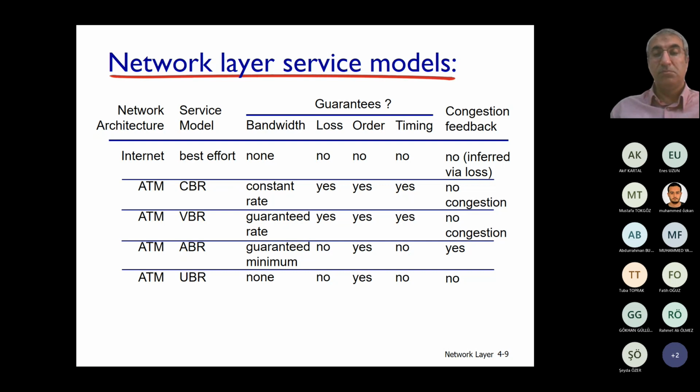So depending on the service model, ATM has 4 different service models. One of them is CBR. Let's look at another one, like ABR. It provides a guaranteed minimum bandwidth, but cannot guarantee against packet loss. It guarantees in-order packet delivery, and it doesn't provide timing. Congestion feedback is available in this case. Remember, they utilize some specific bits to tell the level of congestion that happened in the network.